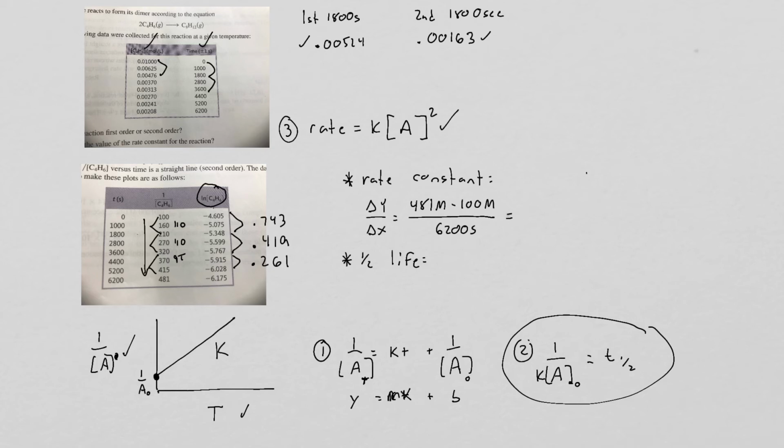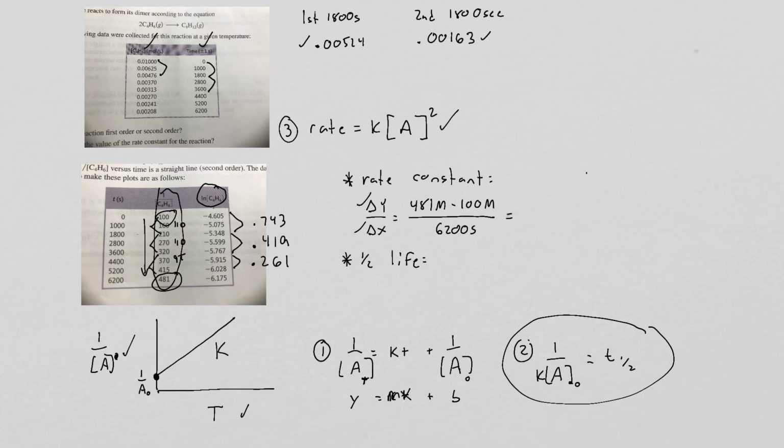Now, two different things I want to do here. I want to talk about how you get the rate constant for second order and how you get the half-life. How you get the rate constant is by using this equation right here and doing delta y over delta x, because that's the slope, and you don't have to negate it because it's going to be a positive slope. So what I did was I took the final 1 over the final concentration, which is 481, and 1 over the original concentration, 100, and I subtracted and found the difference. I put that over the total time that passed, which is 6,200 seconds.